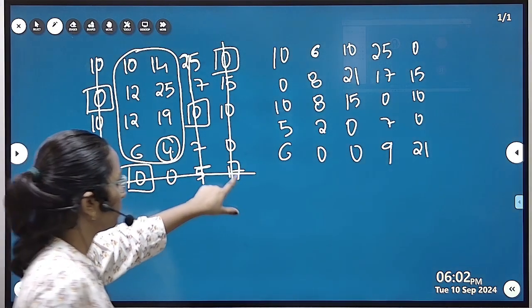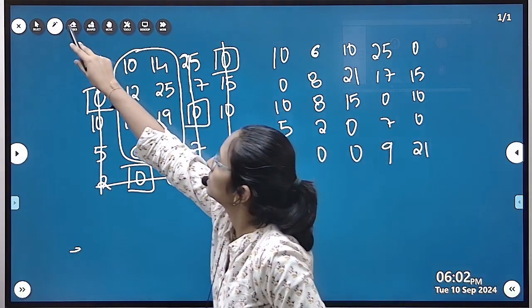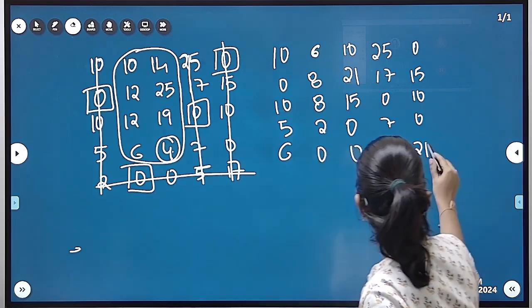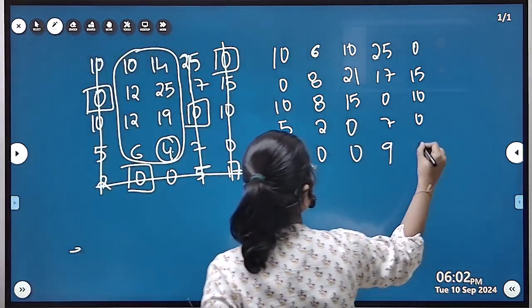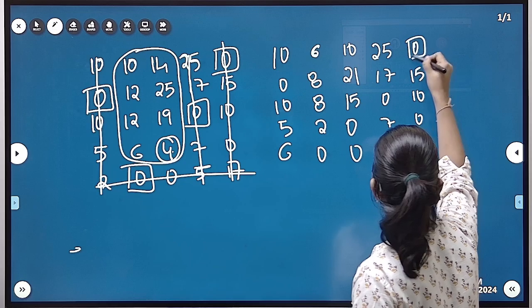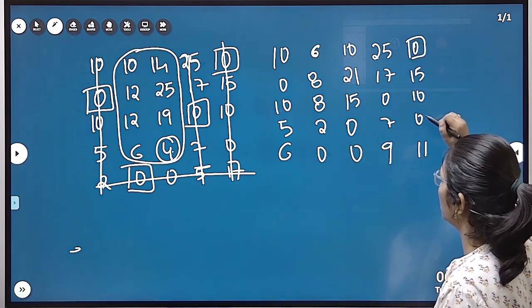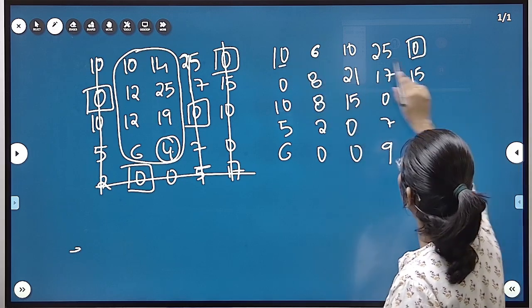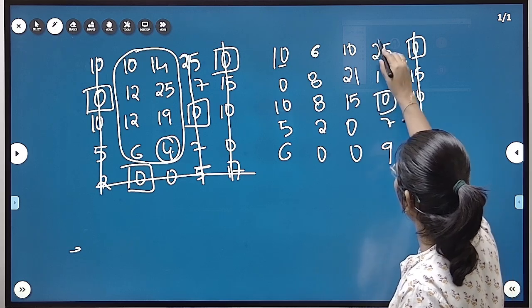So this is 7. Acha. So 7 plus 4 is 11. So this is 11. So now cross the lines. So there are two zeros. So one 0 is to be taken and one 0 is to be cancelled, right? So we will look in this way and cancel this one. And the second 0 we will take here.